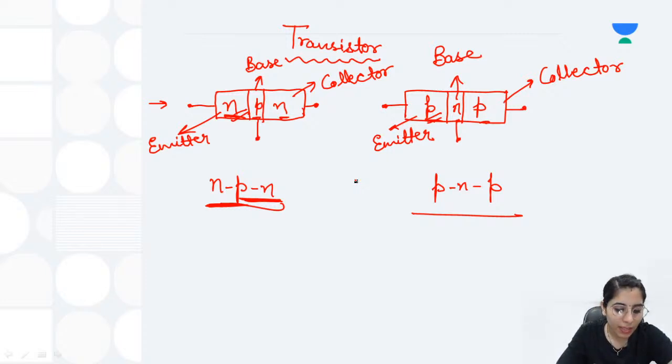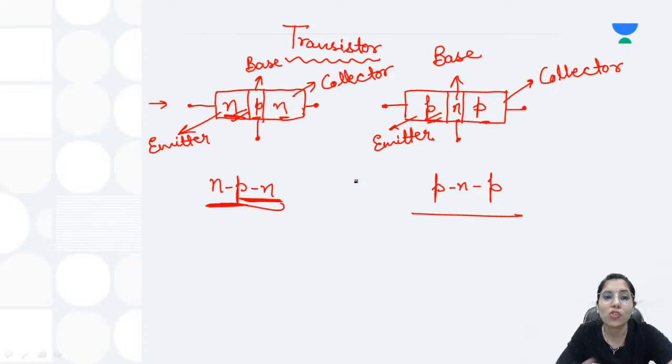I hope everybody is getting that point too. In case there is any doubt, you can tell me. Otherwise, I am going to include the next point now, that is about the connection. As you know, in electronics, the connections are very important.